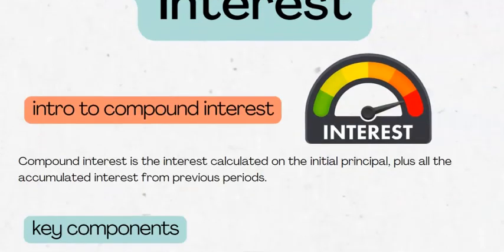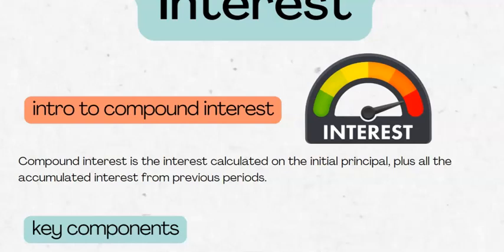First off, what is compound interest? Simply put, it's the interest calculated on the initial principal, as well as all the accumulated interest from previous periods. And this means your interest earns interest, and this can lead to impressive growth over time.